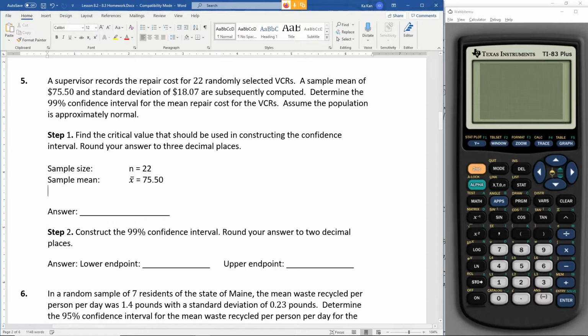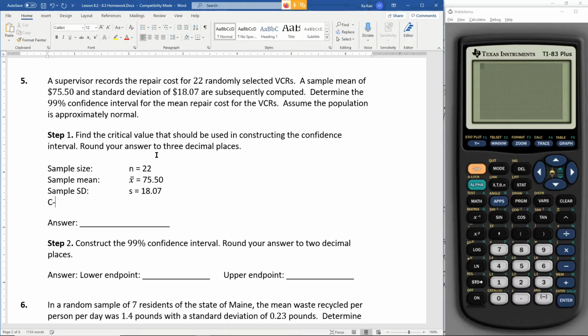And we know the standard deviation. Now, understand this is the sample standard deviation, not the population, because it says a sample mean and standard deviation. So that would be s equals 18.07. When it's a sample, we just use s. So we want the C level to be 0.99, the confidence level. The confidence interval is 99%.